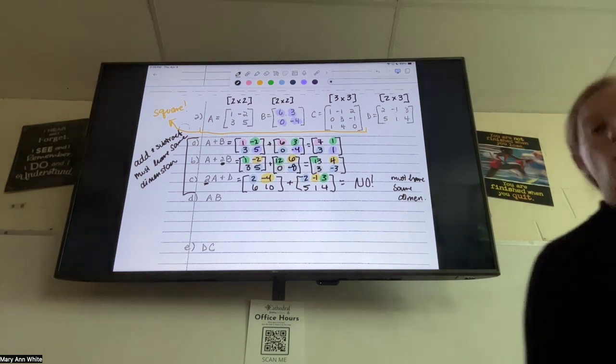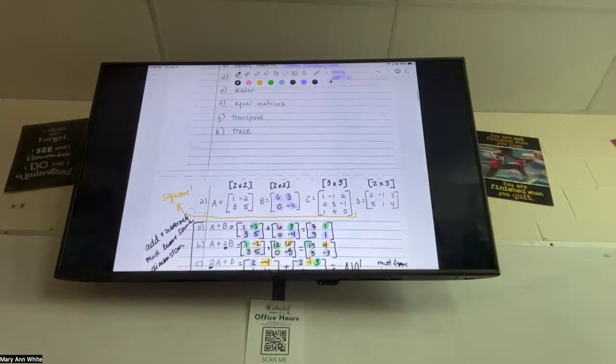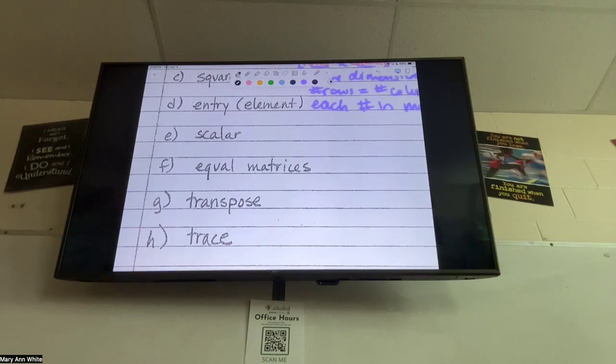Okay. So, oh wait, before we do that, let's go back up to our vocab. There's a word, scalar, that I didn't do. That's that number 2 that we just did. A scalar is a real number. It's not a matrix. And what we just did when we did 2B and 2A, that's what we call scalar multiplication. And when we do scalar multiplication, you multiply the scalar by every element, by every number in the matrix.